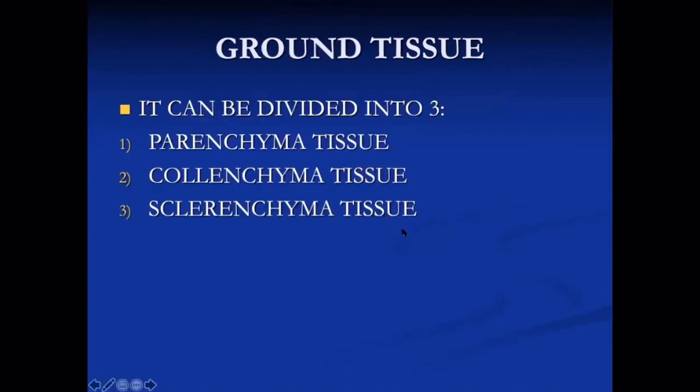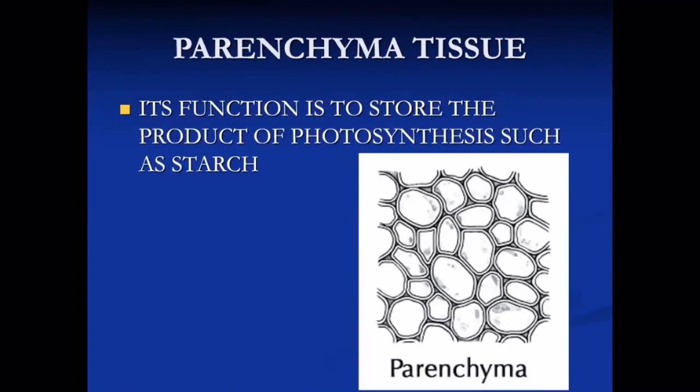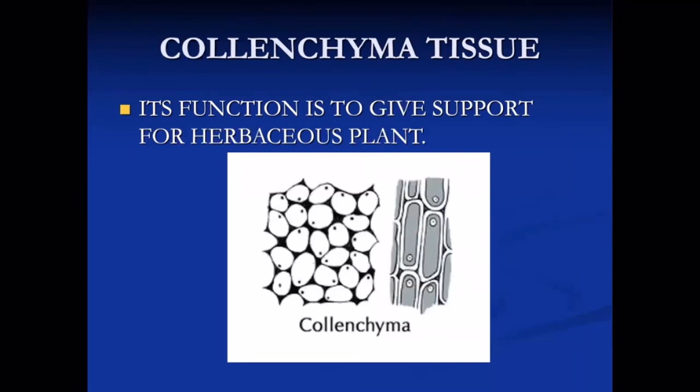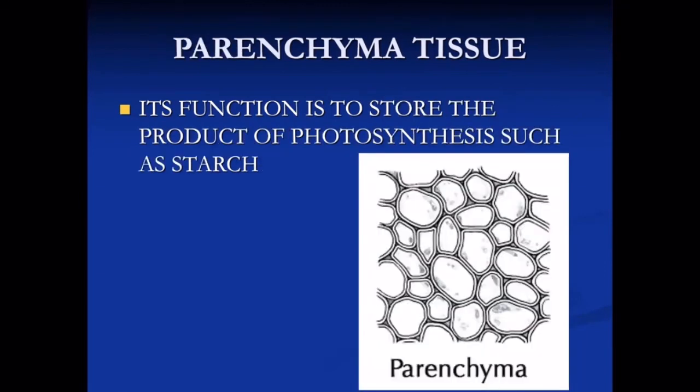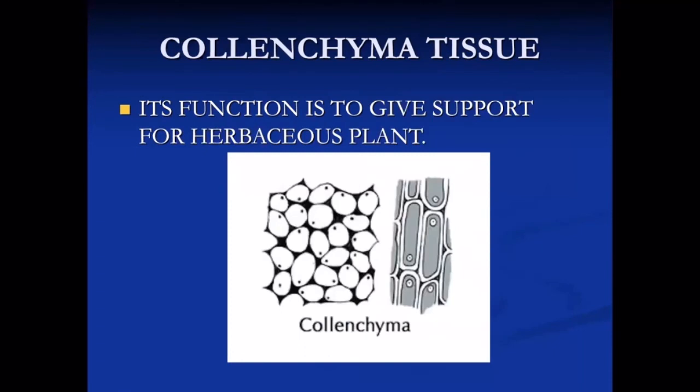The next one, ground tissue. There are three types of ground tissue, which are parenchyma tissue. This is how parenchyma tissue looks like. The function is to store the product of photosynthesis, such as starch. So when the plant finishes photosynthesis, it will store the starch in parenchyma tissue. And the next one is collenchyma tissue. You see the difference between these two, but the function is different: to give support to herbaceous plants.